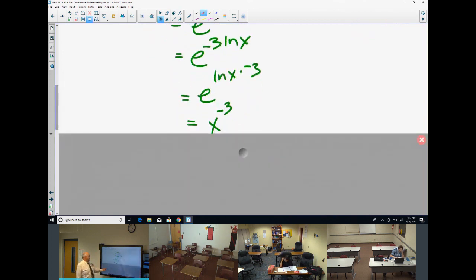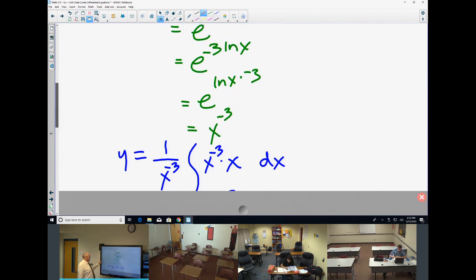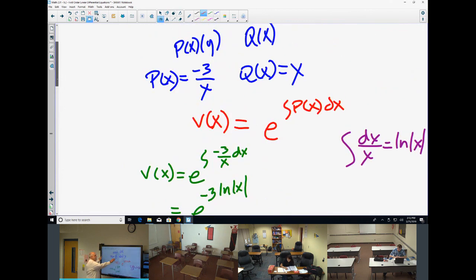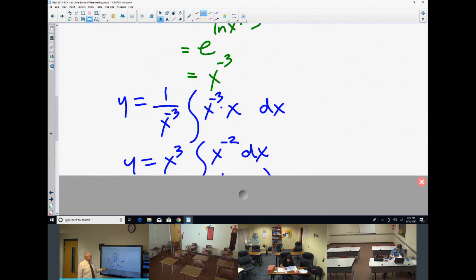All right, so now, the answer: y is equal to 1 over v of x, so 1 over x to the -3, times the integral of v of x, x to the -3, times q of x, which is just x, dx. All right, so now what I need to do is simplify this, and I'm done. Now, using the elevator rule, remember when my exponent is negative in the denominator, I can bring that up, and so make that just x to the 3rd.